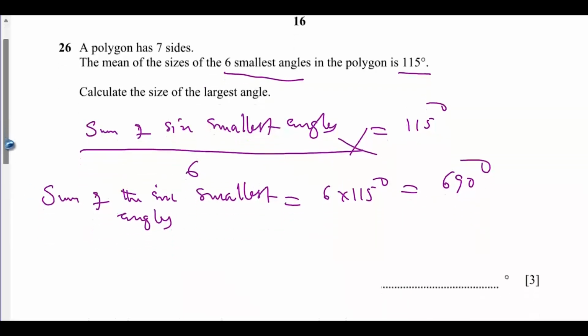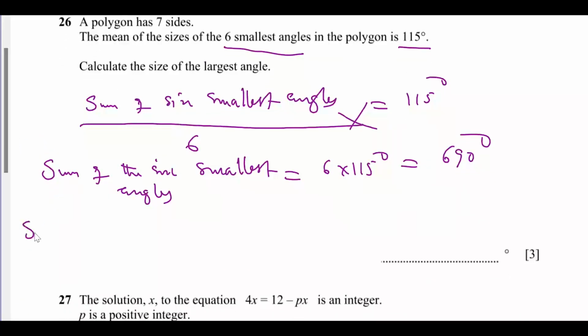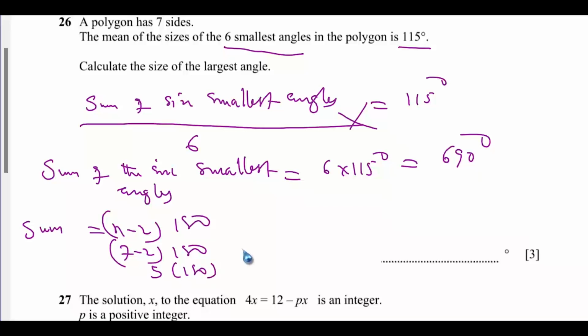So we need to find the sum of the interior angles there. The sum of the interior angles of that polygon will be equal to n minus 2 into 180. That is 7 minus 2 into 180. That will be 5 into 180, and that will give us 900 degrees. So we can get the size of the largest angle by saying 900 minus 690 degrees, and that will be 210 degrees.